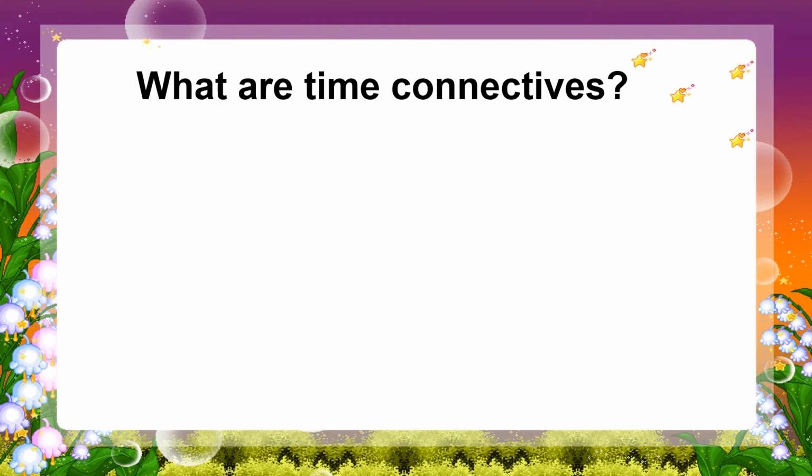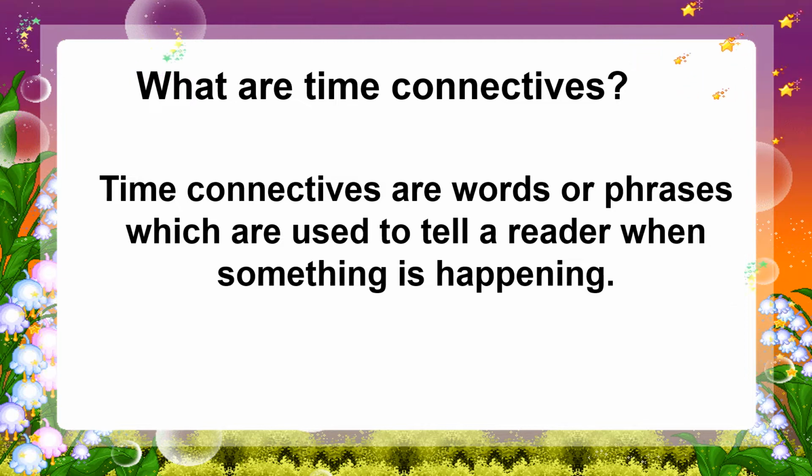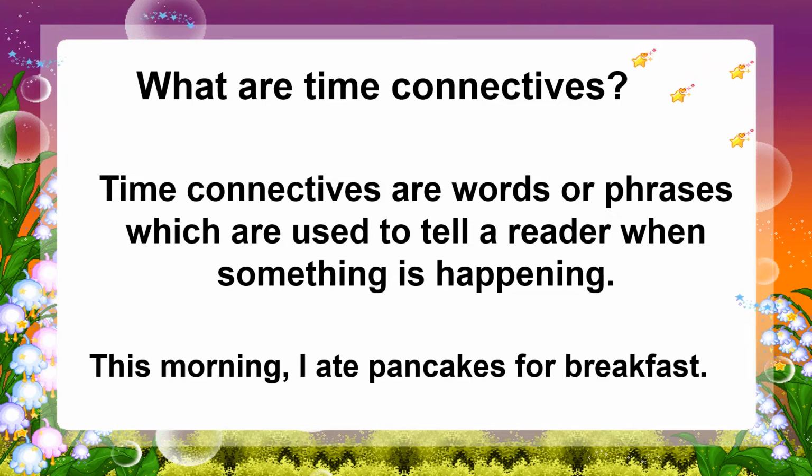What are time connectives? Time connectives are words or phrases which are used to tell a reader when something is happening. Time connectives help you link other ideas or events in your writing. They are words that tell you when something is happening. Just like the previous sentence. This morning, I ate pancakes for breakfast. The time connective this morning tells you when I ate my pancakes.